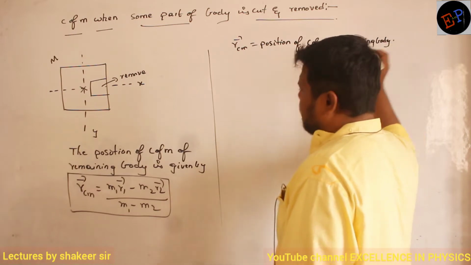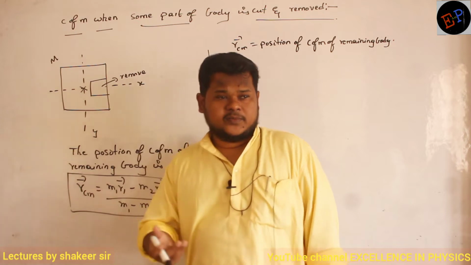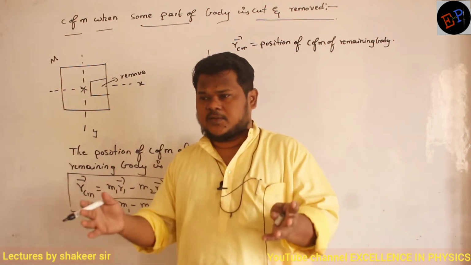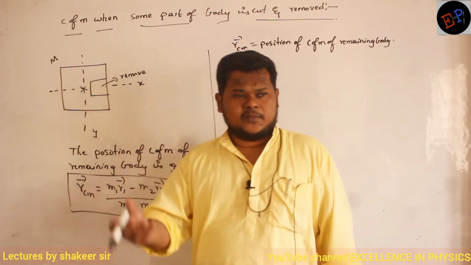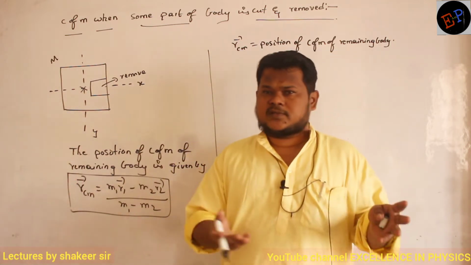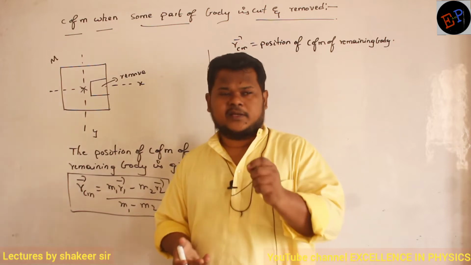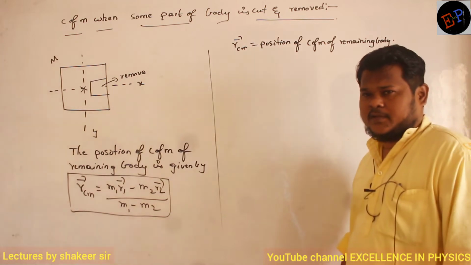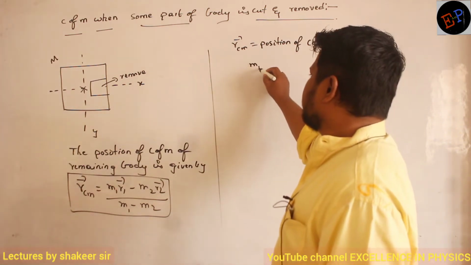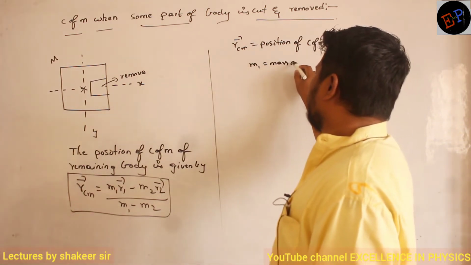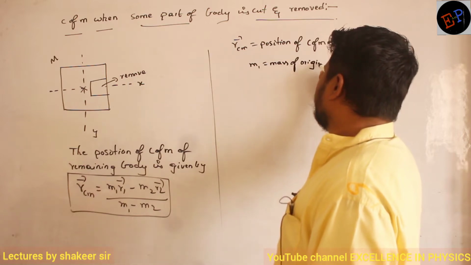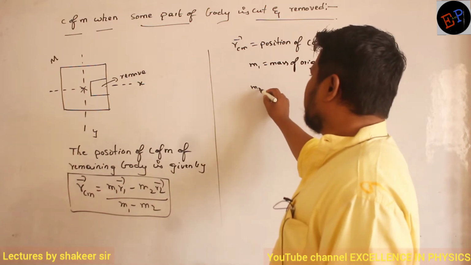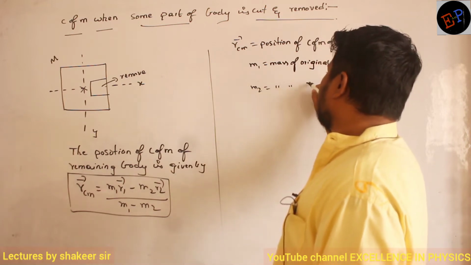There are three bodies. One is the original body, one is the removed body, and the other is the remaining body. The original body is the original body, there is some removed body also, and what is left is called the remaining body. So R center of mass dash is the position of center of mass of the remaining body. M1 is the mass of the original body. M2 is the mass of the removed body.